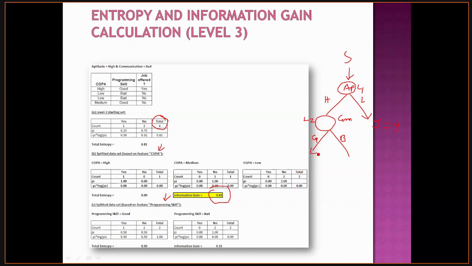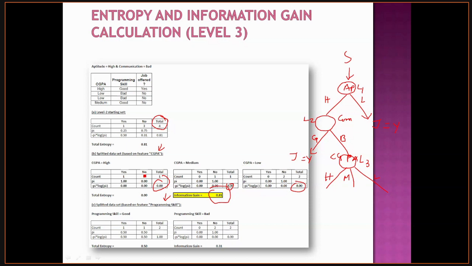If communication is good, that means aptitude is good, communication is good. Job is going to be offered automatically, right? We don't need any further split. If the communication is poor, then the level 3 is going to be based on CGPA. Okay, CGPA. And as we know, CGPA can have 3 branches. Okay, high, and then medium, and then low. Okay, high, medium, low. And see, for each of them, entropy has become 0. That means there is no more split required.